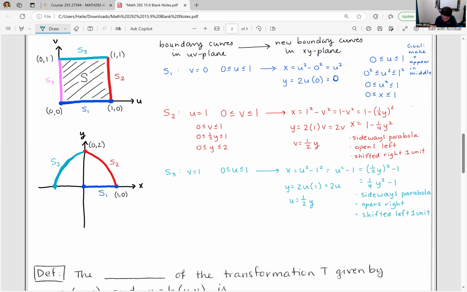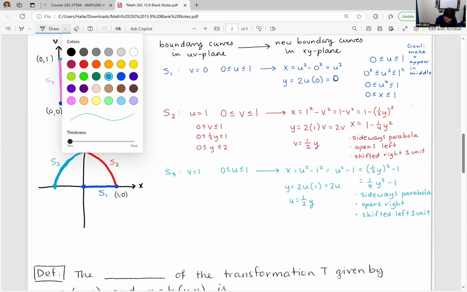So this is my curve S3. We can bound y again, literally the same work, how we bounded y in S2, we can also bound S3, which makes sure that it stops at the point 0, 2. And so finally, let's look at our curve S4.